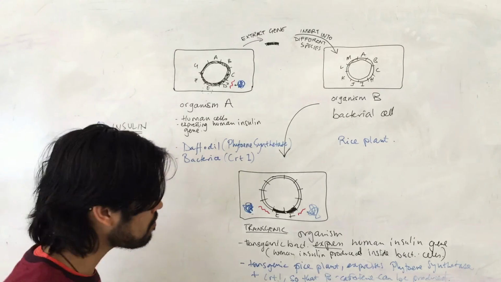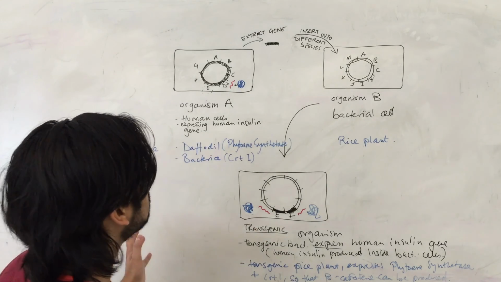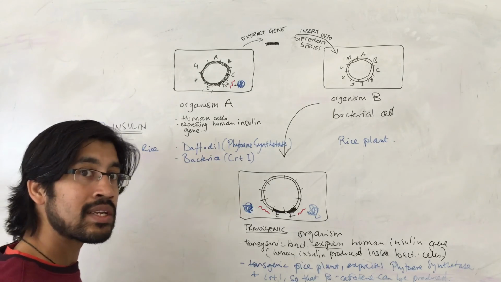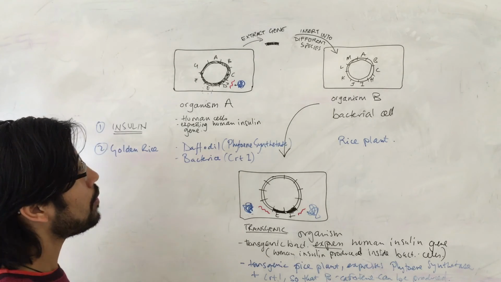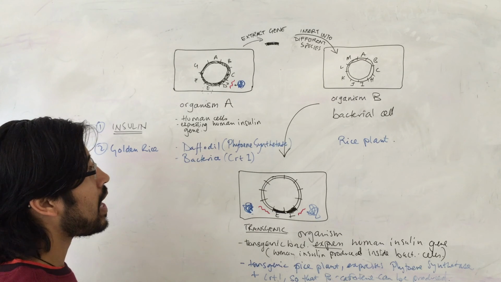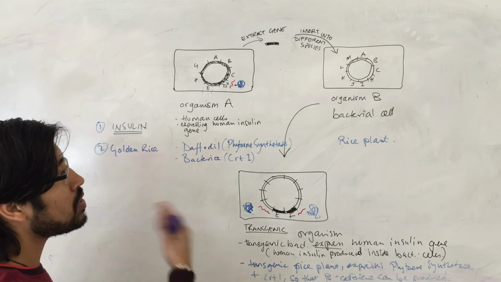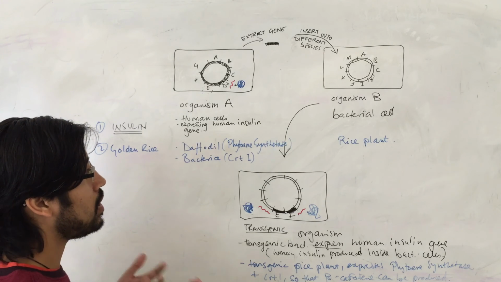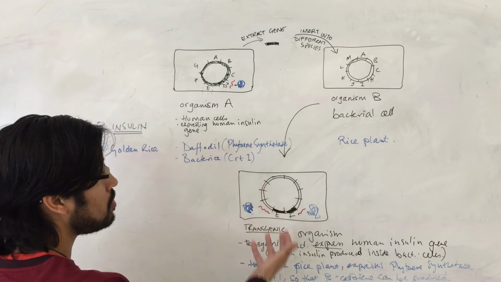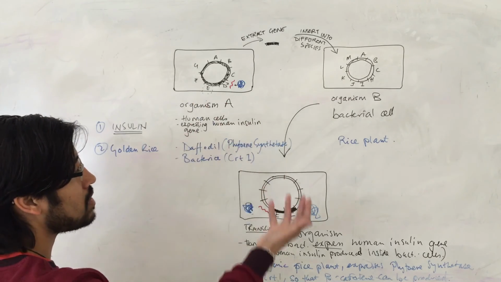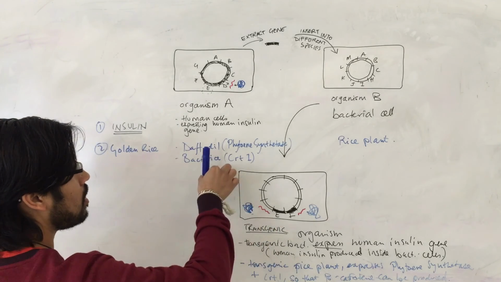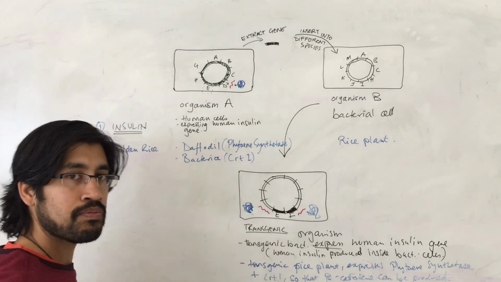Apologies for my pen. This was not really meant to be a very technical discussion about how this happens, but just a discussion about why you would want to do it and essentially how you achieve this transgenic organism. So why would you want to produce a transgenic organism, and what does it actually mean to have one? It's expressing genes from other species.